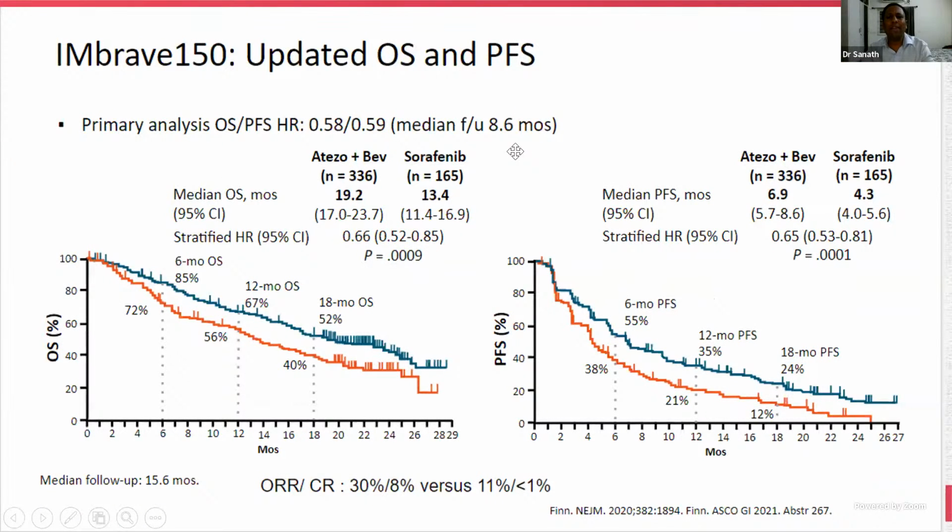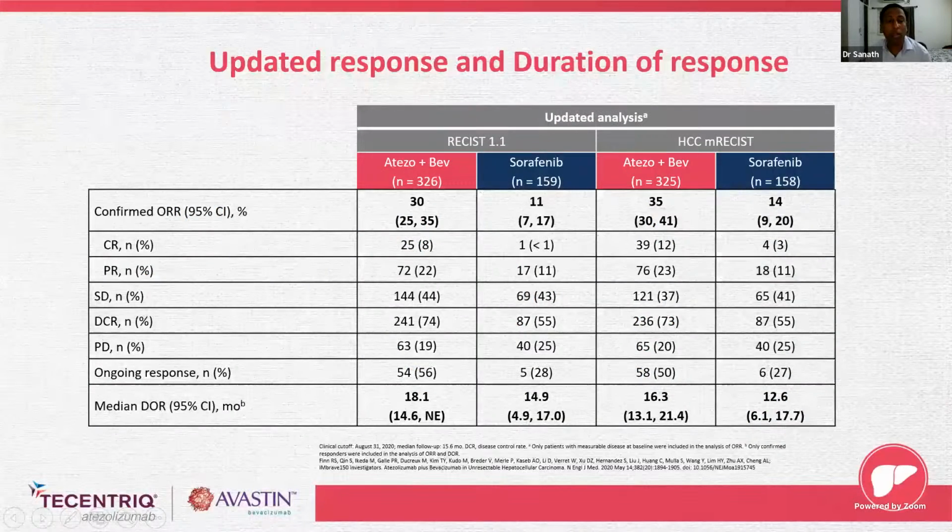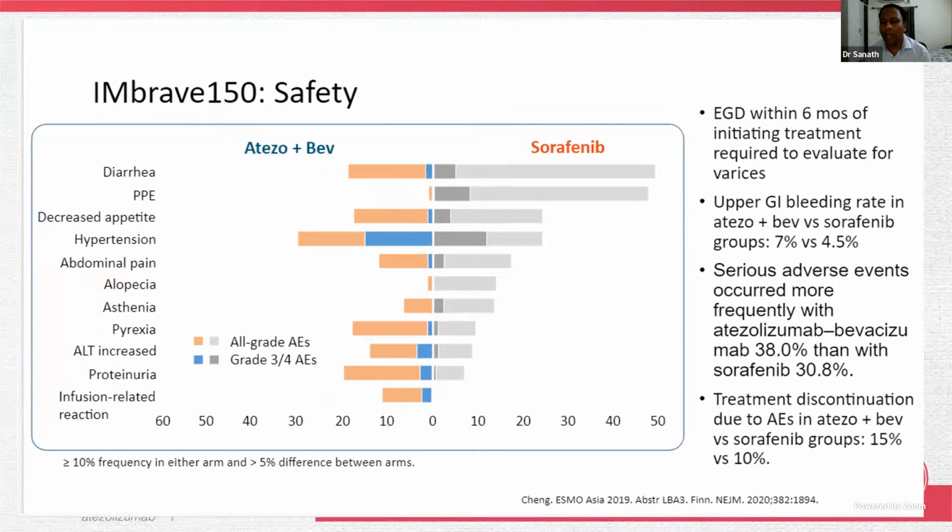So safety wise, we have to be careful before starting bev. We have to do endoscopy, and if grade 3 varices are there, we have to do banding or ligation. That is the only important and special thing when we use this IO and anti-VEGF combo in HCC. For the rest, most of the side effects are grade 1 and grade 2, not serious side effects, and mostly skin toxicity will be there with atezolizumab.